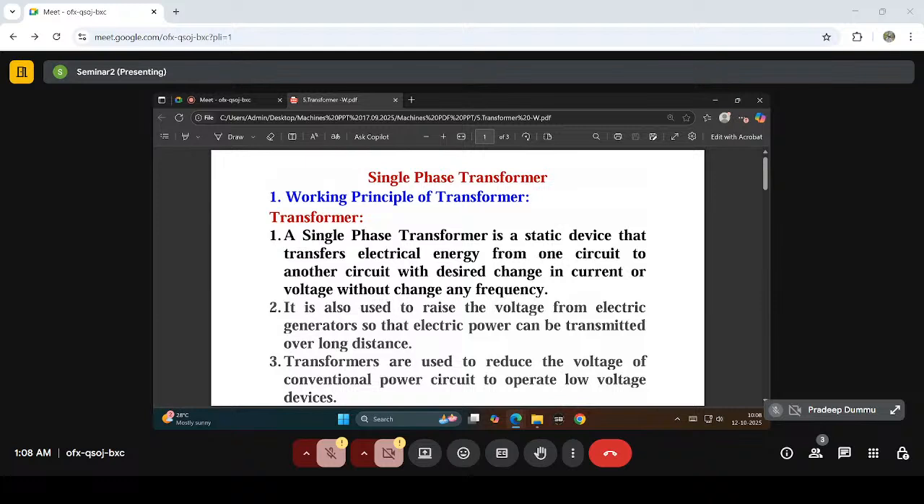6 volts. That is given to the diode, which will convert it into 3.7 DC, which is required for the mobile phone.